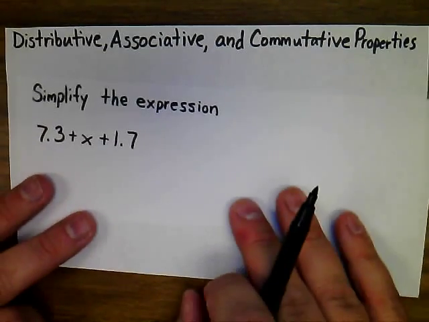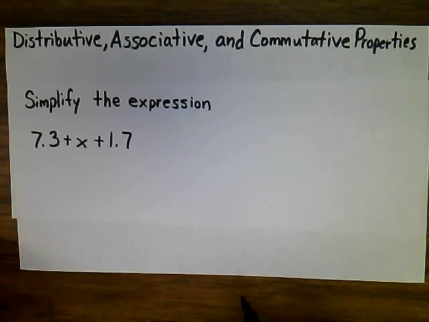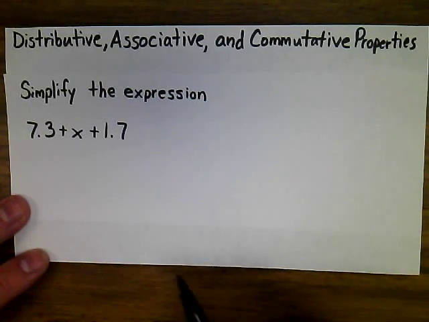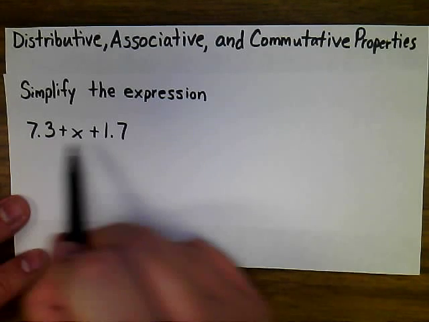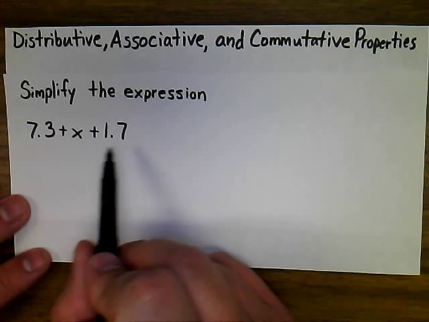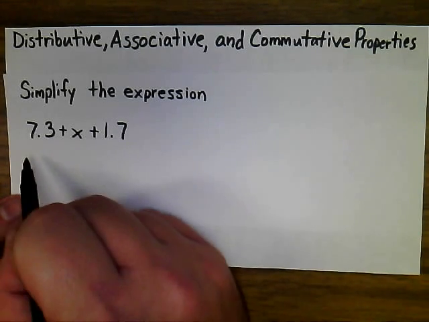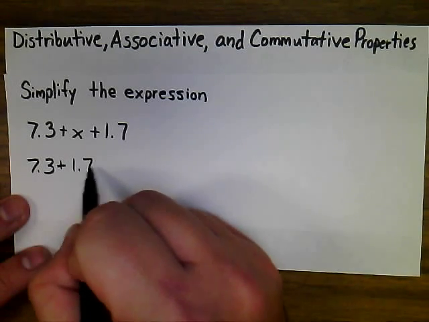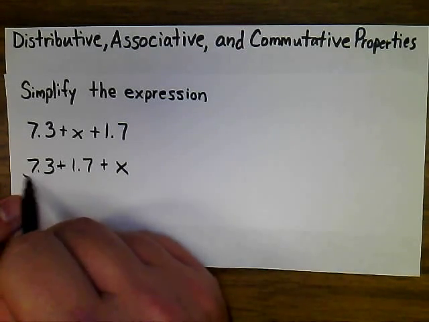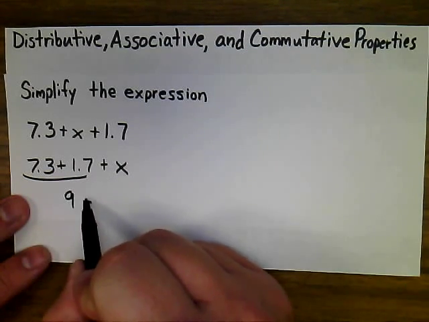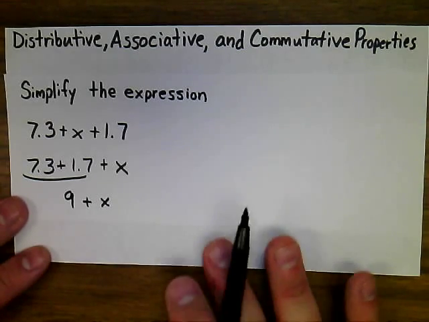When you're asked to simplify the expression, what that means is to combine like terms and to use your commutative and associative properties to make the problem as simple as possible. So as few terms as possible. We have a constant here and a constant here. So what we're going to do is actually use our commutative property and change the order of the x and the 1.7. And that way we can then do that first. 7.3 plus 1.7 is 9. 9 plus x would be the simplest form for this expression.